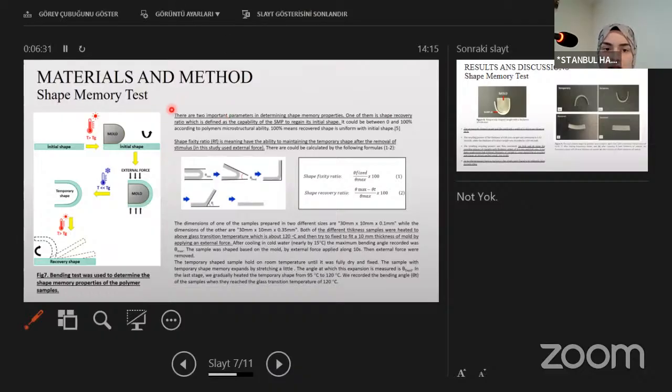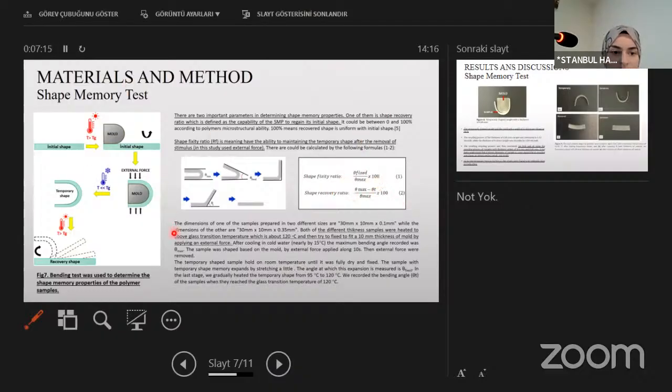But firstly, I'd like to say something about the shape fixity ratio and shape recovery ratio. There are two important parameters in determining shape memory properties. One is the shape recovery ratio, which is defined as the capability of the SMPs to regain their initial shape. The other is the shape fixity ratio, meaning the ability to maintain the temporary shape after the removal of the stimulus. In this study, we used external force as the stimulus. These ratios are calculated by the following formulas, as you can see here.